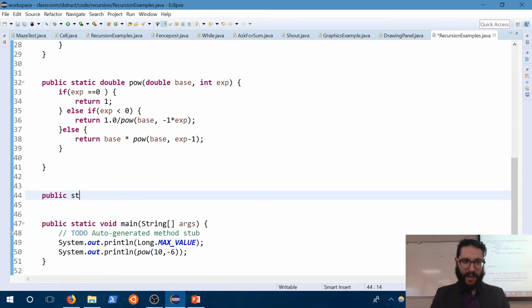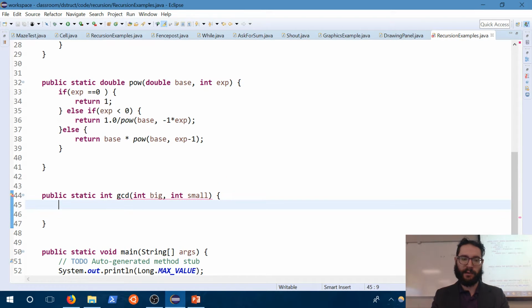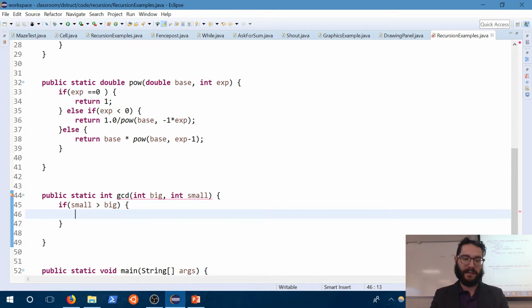So public static int GCD of an int big and an int small. First off, our users are likely to be jerks or incompetent or a combination of both. So they might give us a small number that is bigger. What if the second argument is bigger than the first? That's actually a pretty easy fix to do. We'll just flip them. We'll just fix it for them. Return GCD small and big. So we just flip those two.